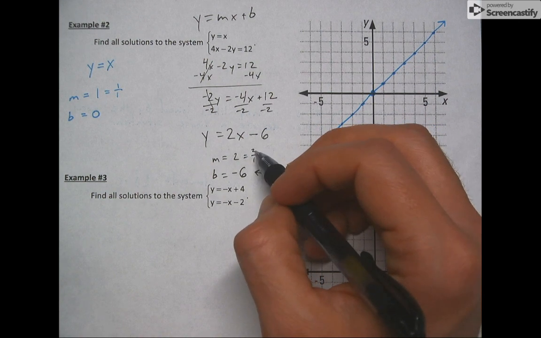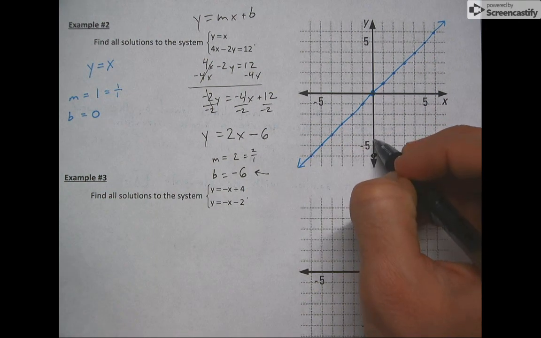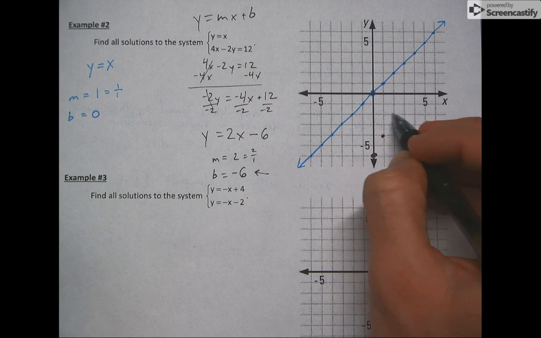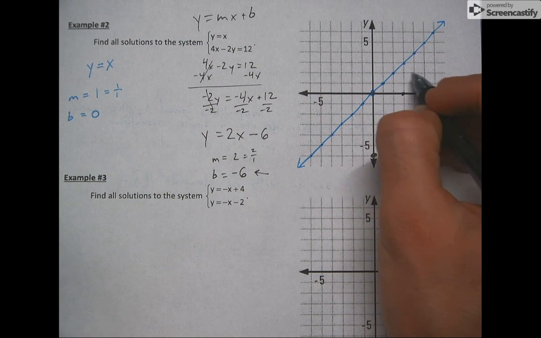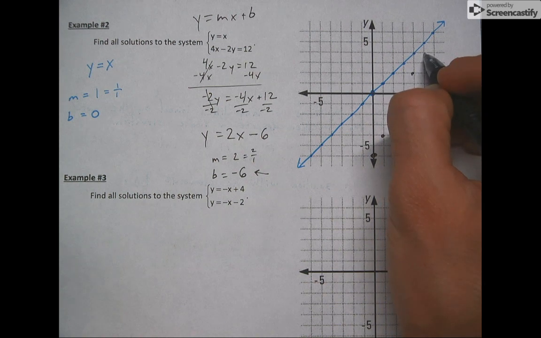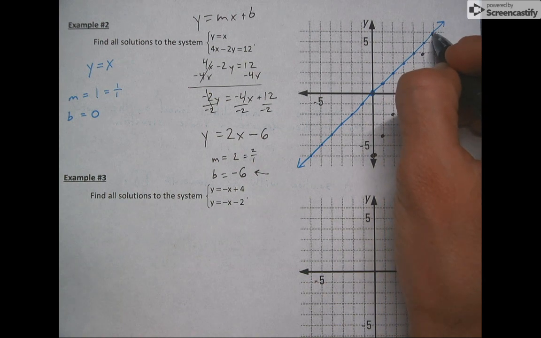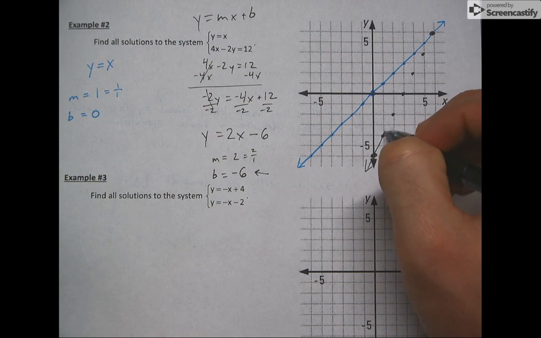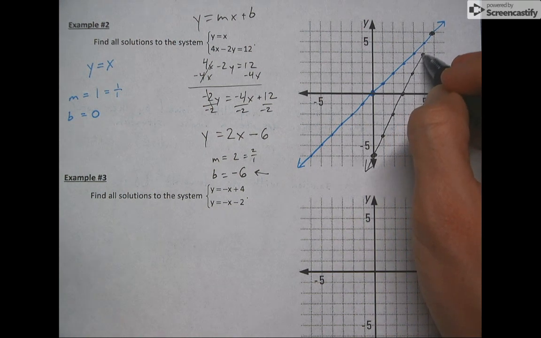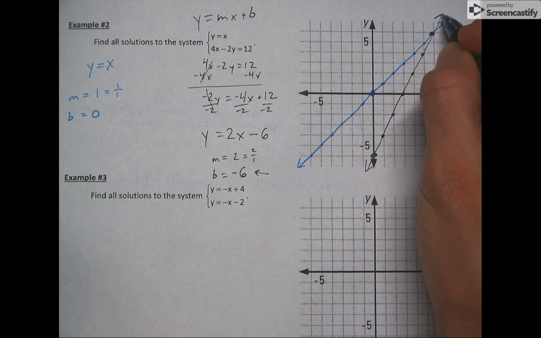Okay, so it's going to go up 2 over 1 because the slope is 2. Up 2 over 1, up 2 over 1. You can see it's not going to hit it for a while. Up 2 over 1, up 2 over 1, up 2 over 1. And it doesn't hit until right here. So you can draw that line, really focusing on where it's going to cross.